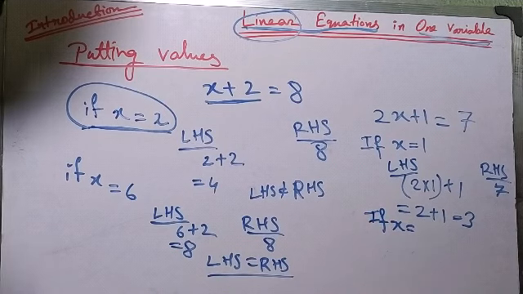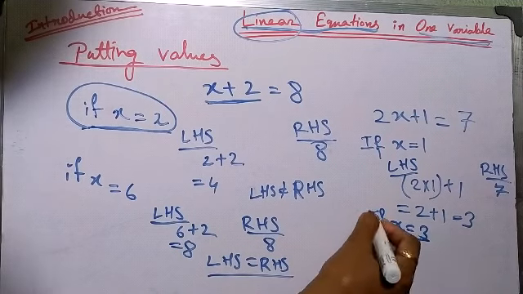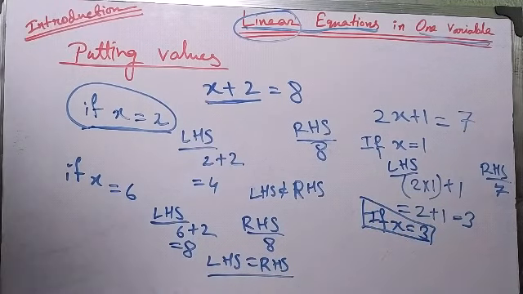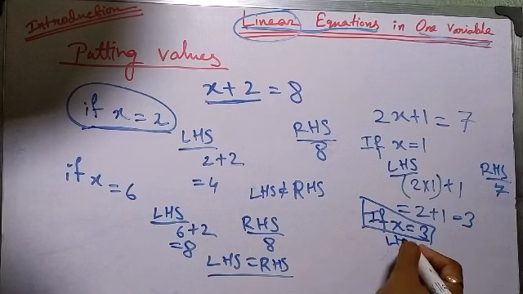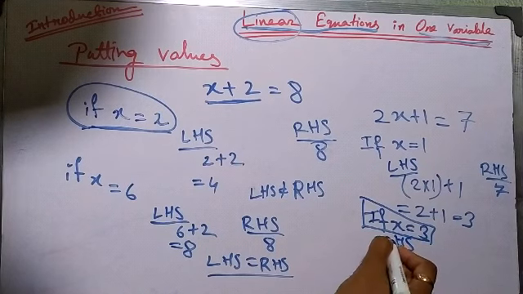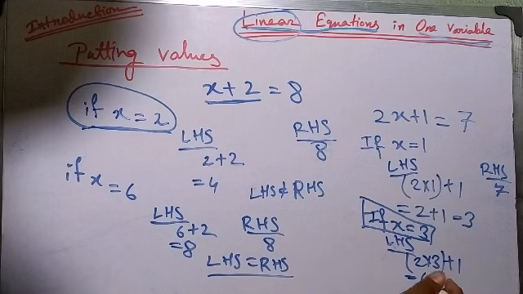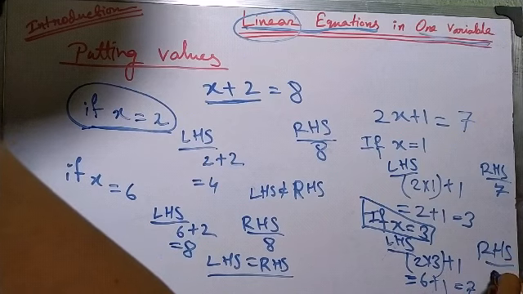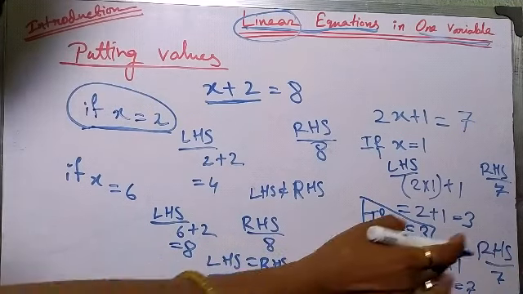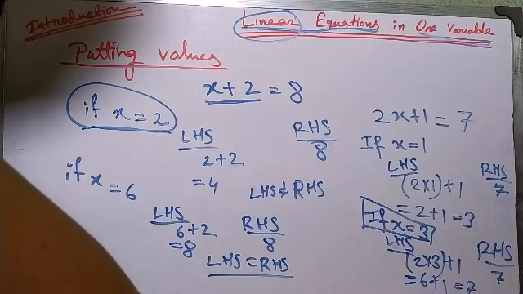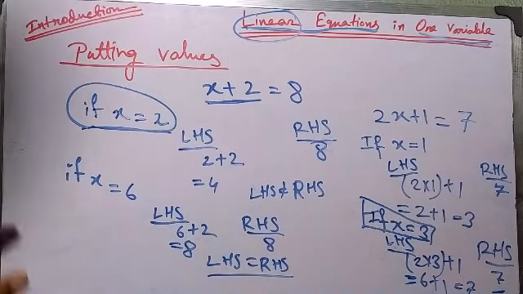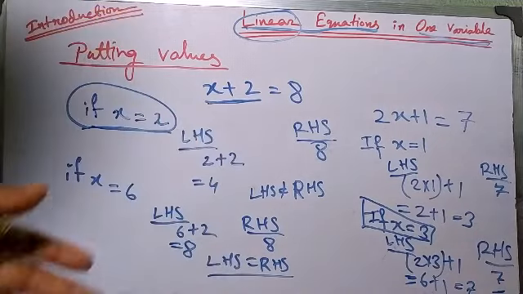Then we can check it. Suppose x equal to 3. Then LHS part will be 2 into 3 plus 1. That means 6 plus 1, that means 7. So RHS part also 7. So we can say that LHS equal to RHS here, because here is 7 also, here is 7 also. So by this process we have to put the value of x in the equation, first in the LHS part and in the RHS part also.